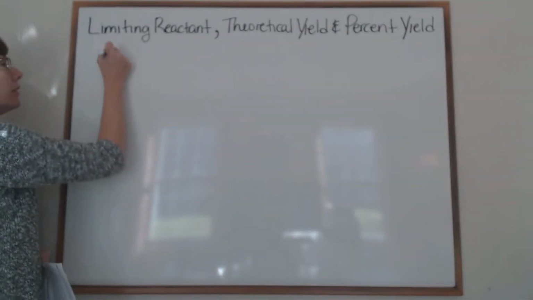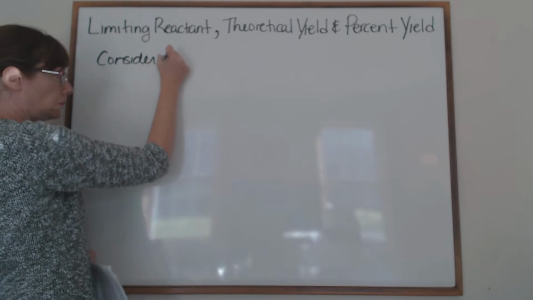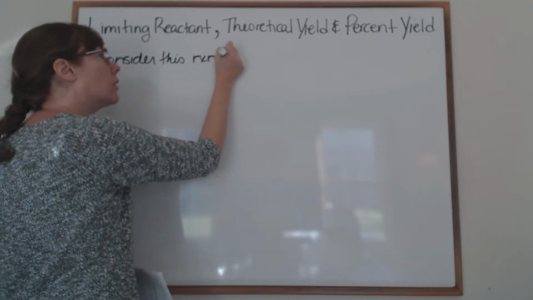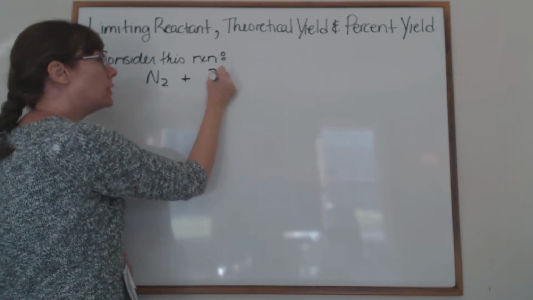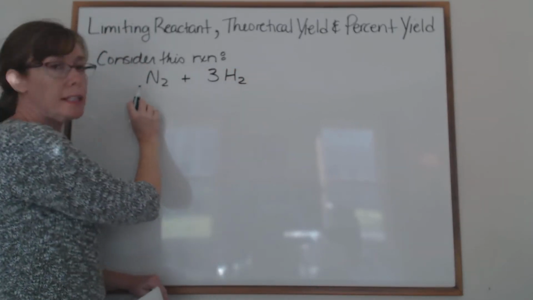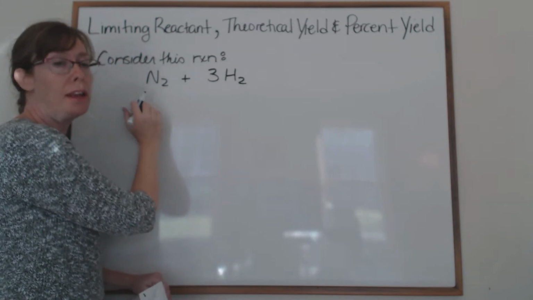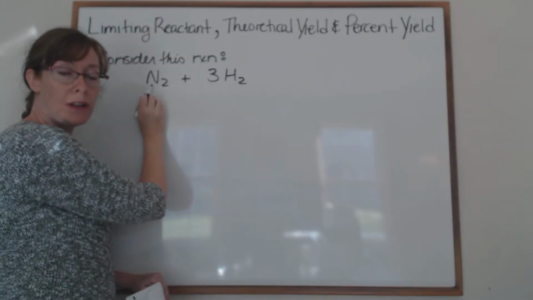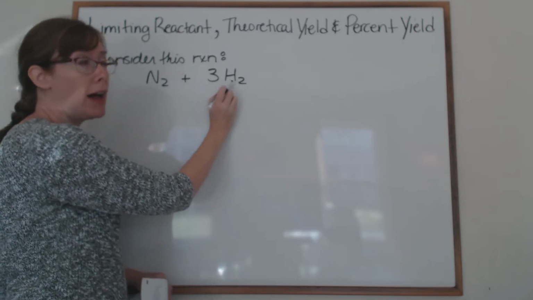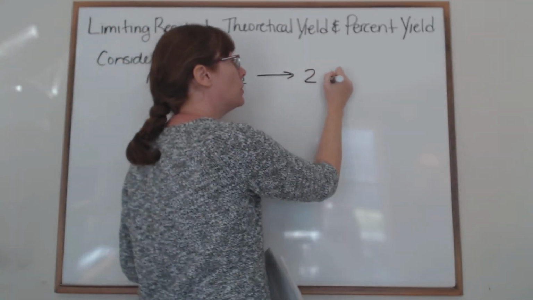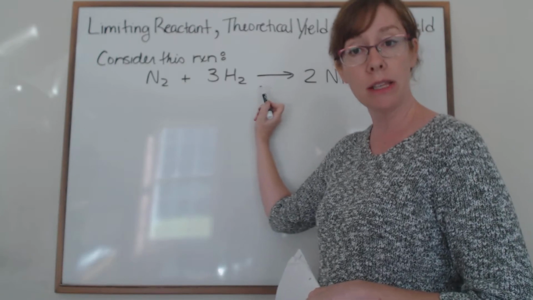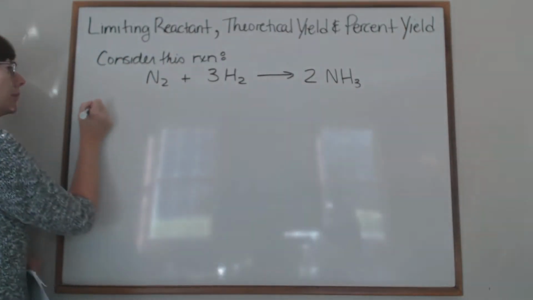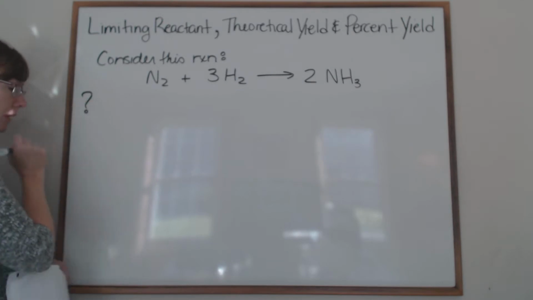So basically, let's consider this reaction. We've done this one several times, nitrogen plus hydrogen, now let's read it like I taught you how to read it in the previous video. 1 mole of nitrogen reacts with 3 moles of hydrogen to produce 2 moles of ammonia. Okay, so let's say that someone is running this reaction, and let's set up a little practice question here.